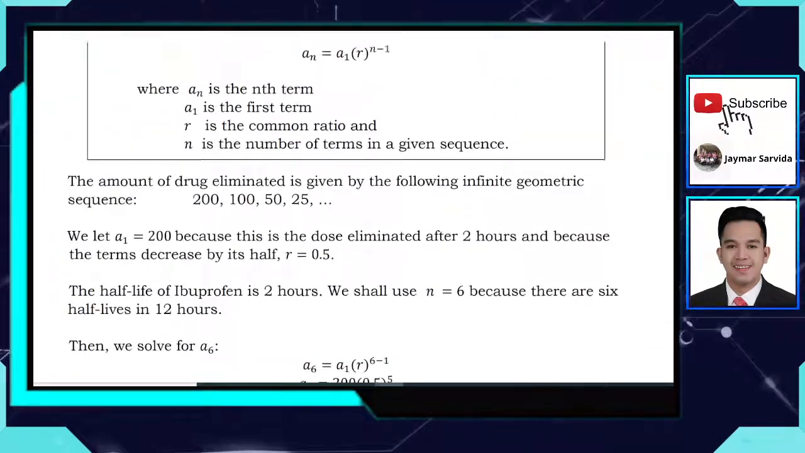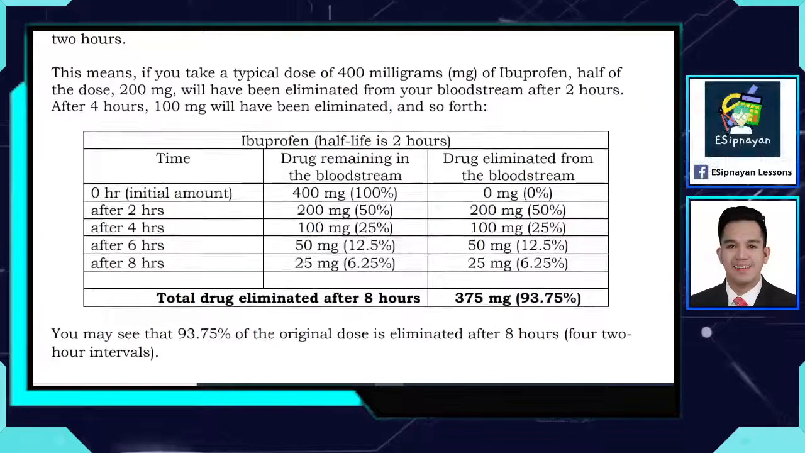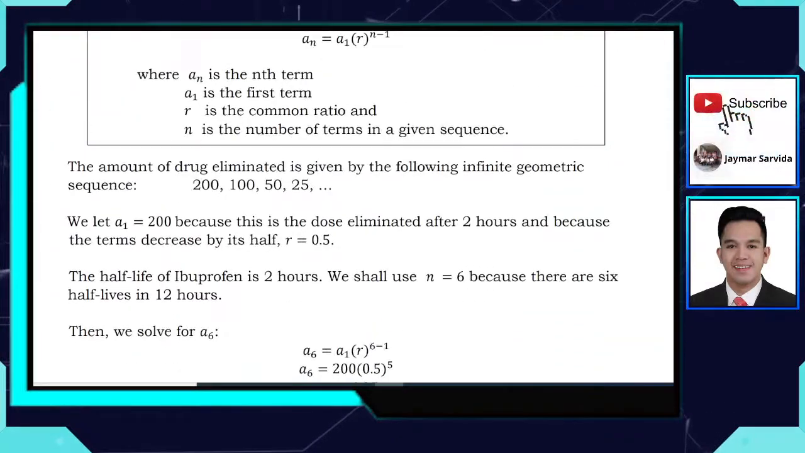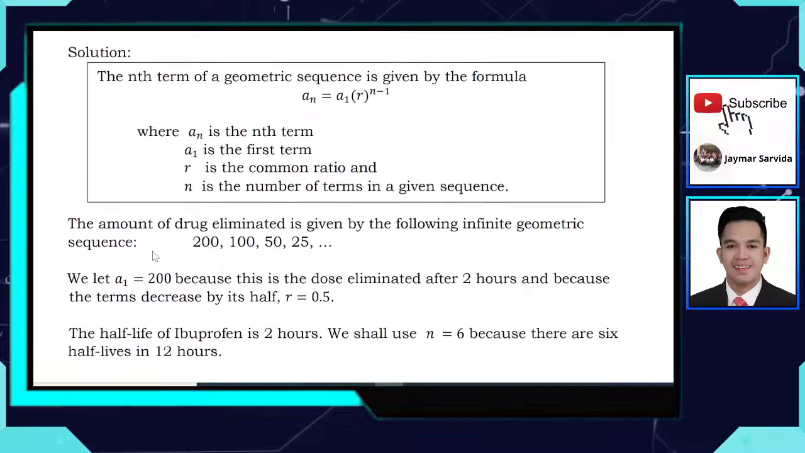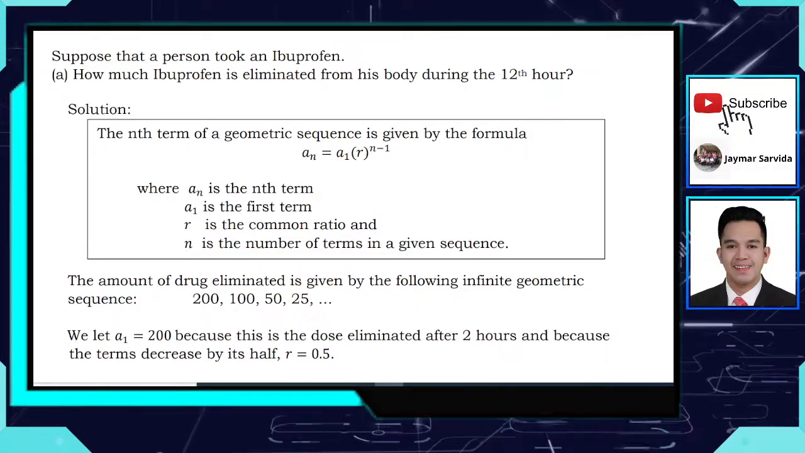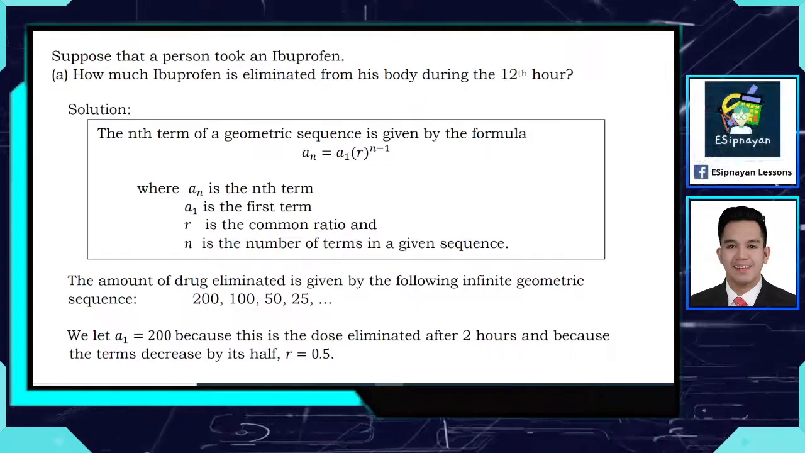Okay? So, bali kasi ito yung ating first term, second term, third term, fourth term, then yung after 12 hours, yun yung ating ika-6 na term. So, isulat natin yung mga given values natin. Ito yung ating gagamitin na formula, a sub n equals a sub 1 times r raised to n minus 1.